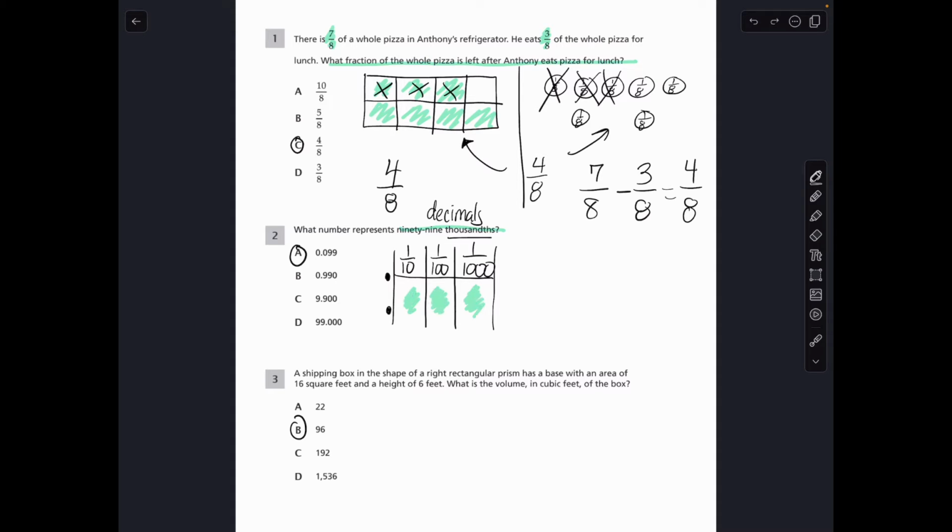So thinking about that, my 99 has to start back in the thousandths place and move up. So I have 99, and then I would add my placeholder. So this is 99 thousandths.